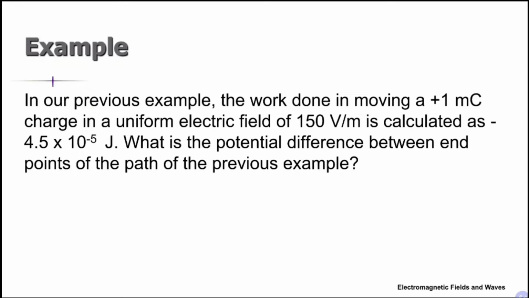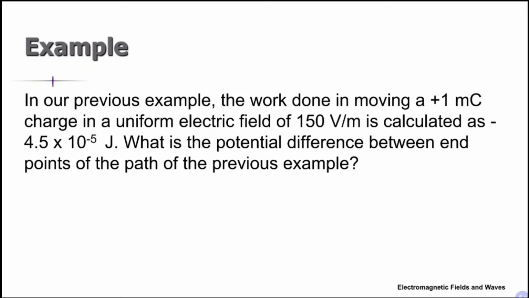So this is the example that I gave at the end of last lecture. This is a continuation from our discussion about work done. In our previous example, the work done in moving a 1 millicoulomb charge in a uniform electric field of 150 volts per meter is calculated to be 4.5 times 10 to the minus 5 joules. And then we move on to look at potential difference.